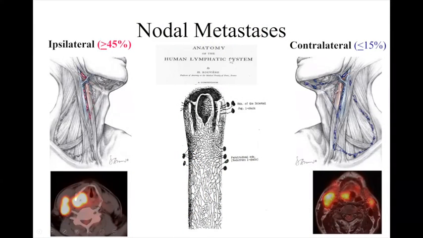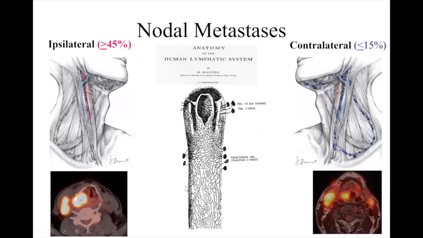The hypopharynx certainly metastasizes to the lymph nodes, and when you have lateralized hypopharyngeal carcinomas involved in the piriform sinus, they tend to metastasize ipsilaterally to levels 2 and level 3, as seen here on this PET CT. However, if you have tumors that tend to cross the midline, then all of a sudden both necks become at risk.